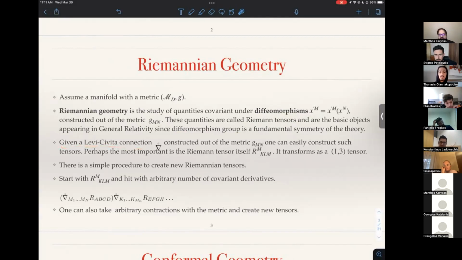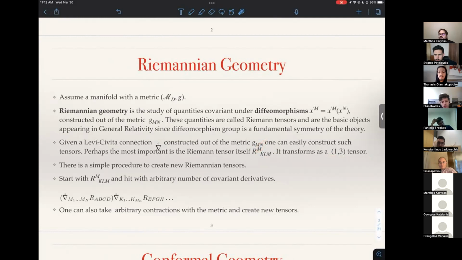Another fundamental object, as we all know, is the Levi-Civita connection, which is again constructed out of the metric g. It is the unique solution which is metric compatible and has zero torsion. And using the Levi-Civita connection, we can construct other tensors. We can construct Riemannian tensors. Perhaps the most important one is the Riemann tensor itself, which basically tells the curvature of the space. It transforms as a (1,3) tensor, since it has one upper and three lower indices.